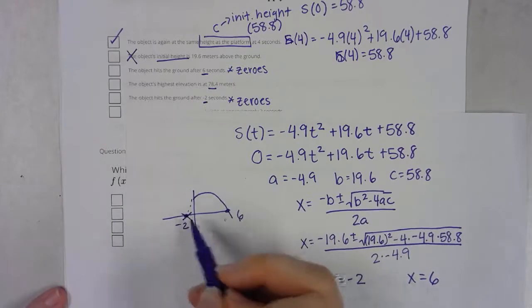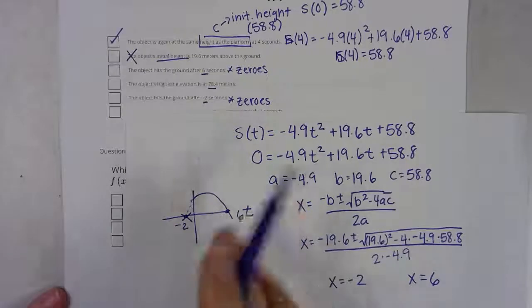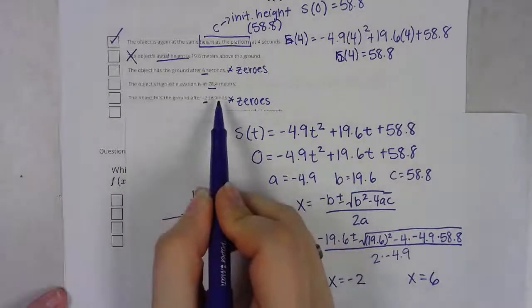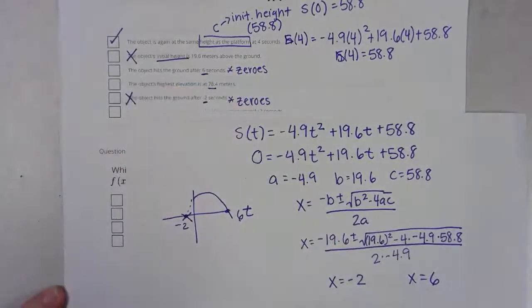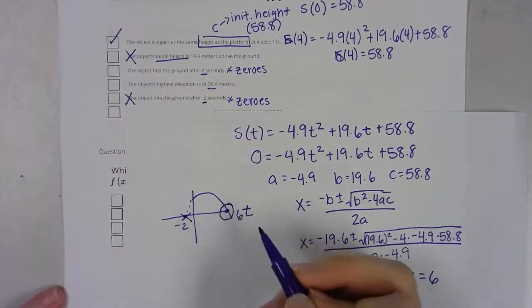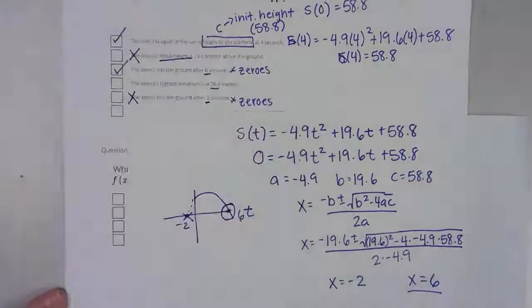This one does not matter, because remember this represents time. I can't have negative 2 seconds. It doesn't even make sense that it hits the ground after negative 2 seconds. So in the real world application of this problem, I'm only going to have one 0, because that 6 is the only one of these x values that is applicable. So that statement is true.